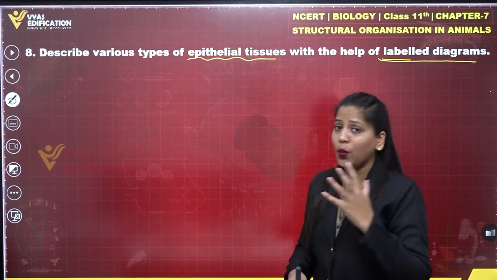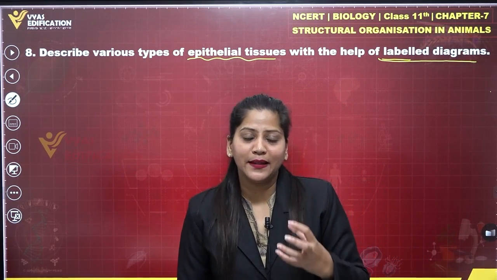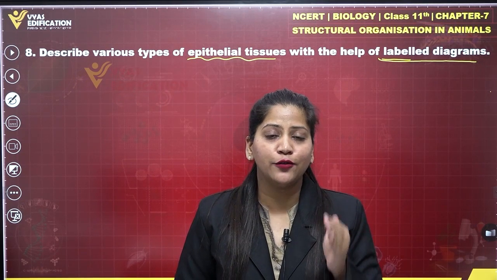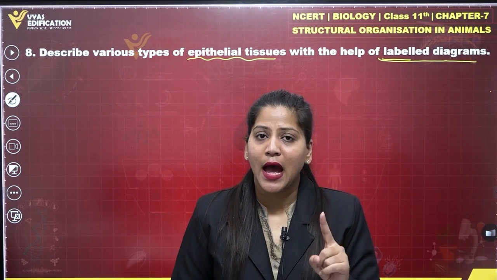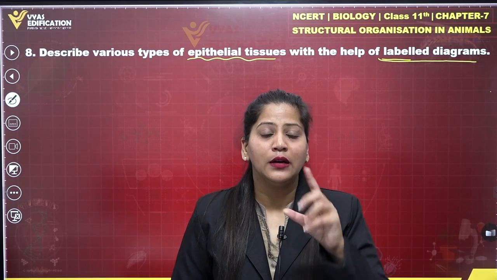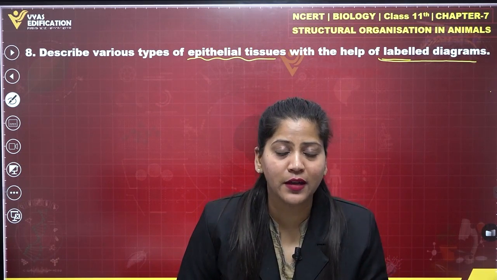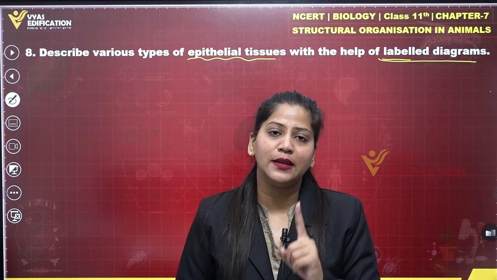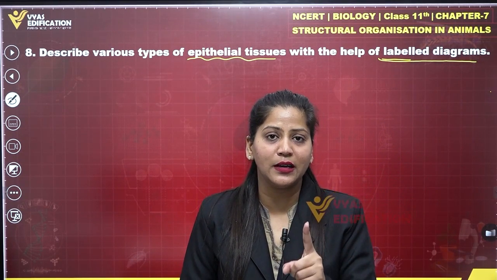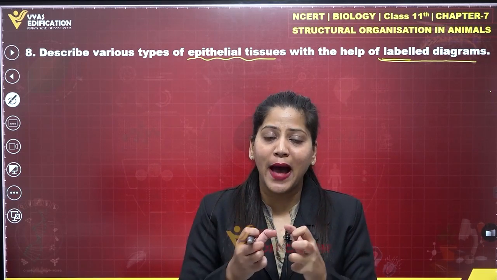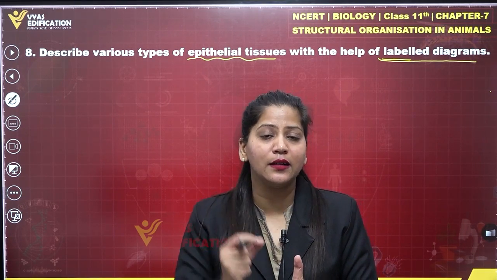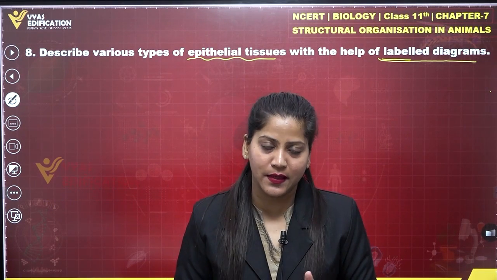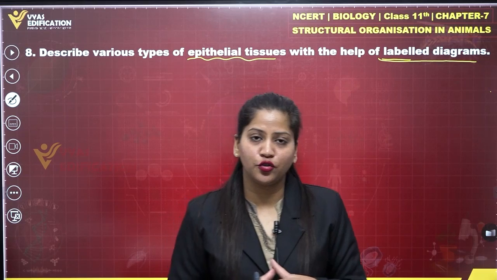Now if we talk about what is epithelial tissue, epithelial tissue is the tissue which lines the surface of our body and forms a protective covering. The cells of epithelial tissue are arranged or packed so tightly with little intercellular spaces, with little intercellular matrix in them. This is your epithelial tissue.